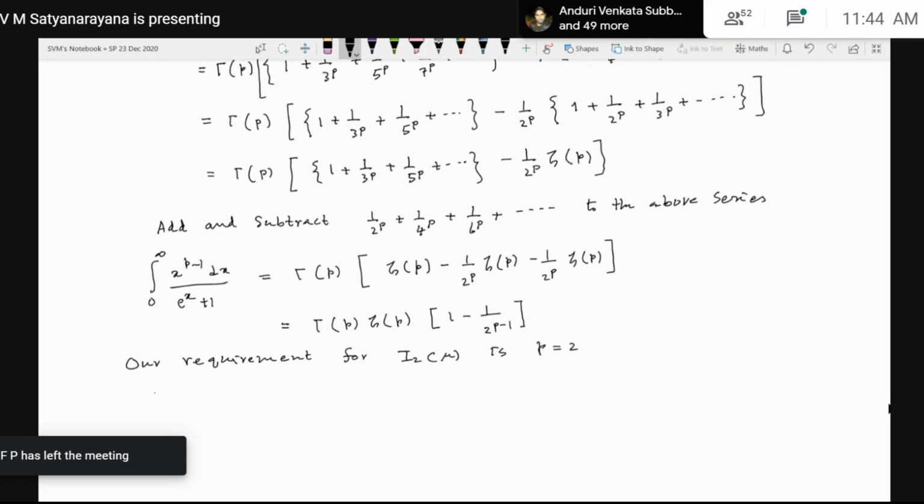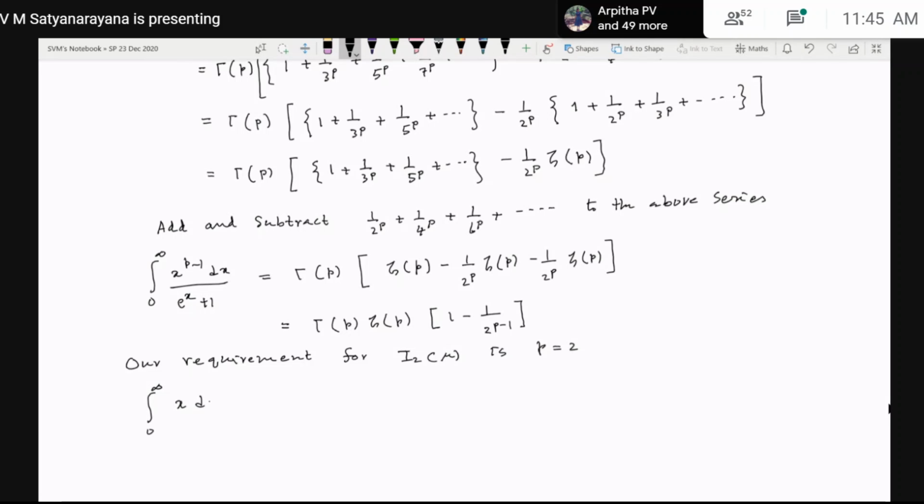So we want this integral, that is integral 0 to infinity x dx divided by e to the x plus 1. That is essentially gamma of 2 into zeta of 2 into 1 minus 1 by 2 to the power 2 minus 1. So that is equal to gamma of 2 into zeta of 2 divided by 2.